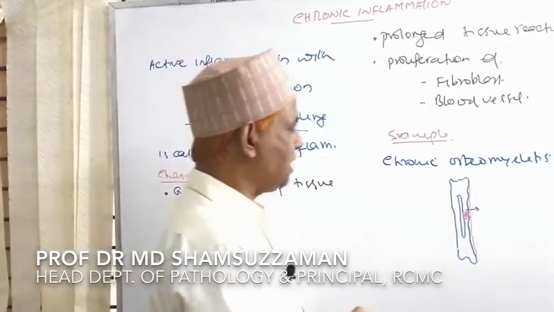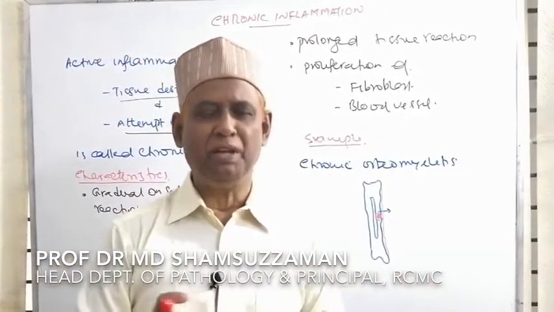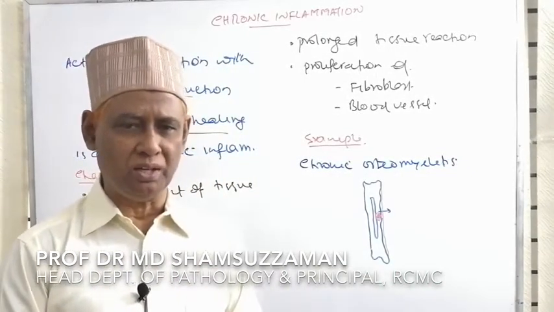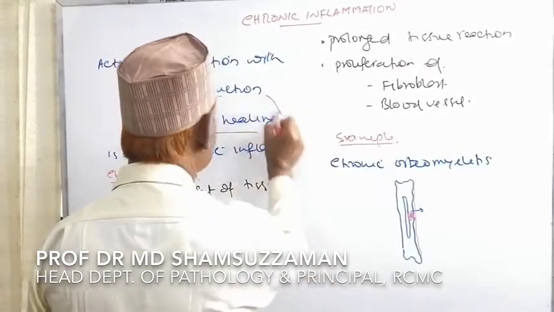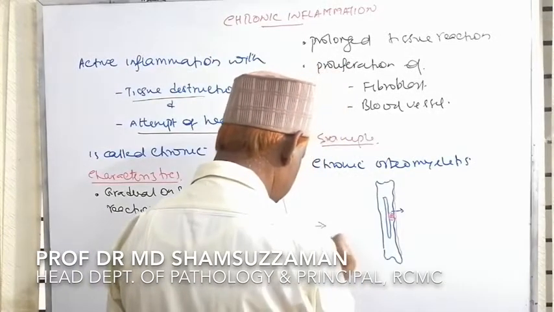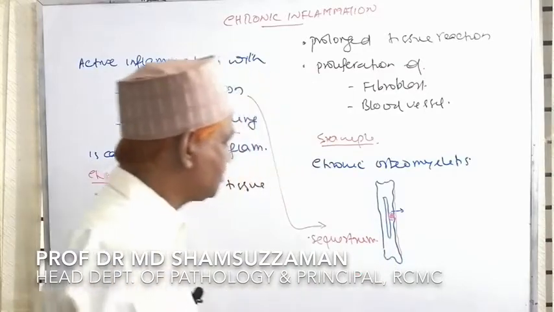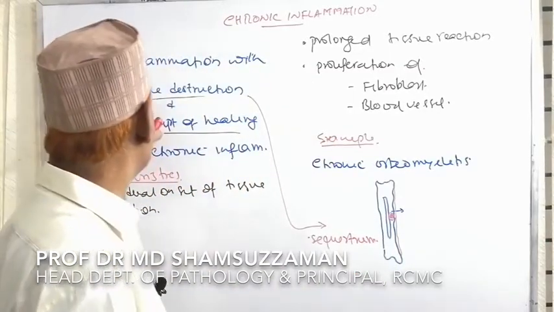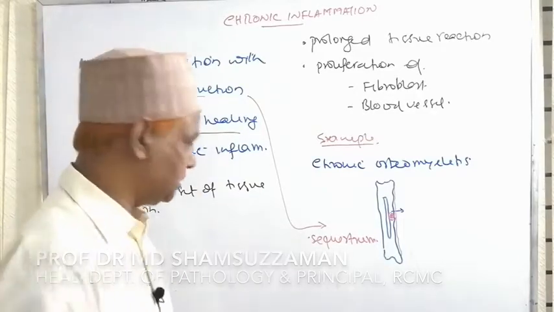In chronic osteomyelitis, a piece of bone undergoes destruction and it becomes dead, and this dead and destroyed bone piece is called sequestrum. So tissue destruction example in chronic osteomyelitis is sequestrum. This is a destroyed and dead piece of bone in chronic osteomyelitis. So this is an example of tissue destruction in chronic osteomyelitis or in chronic inflammation.